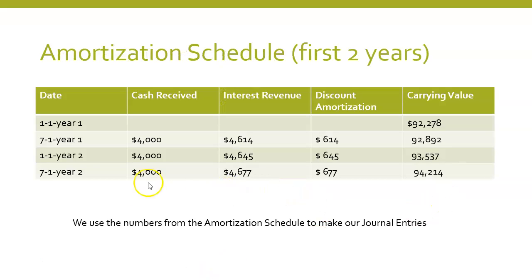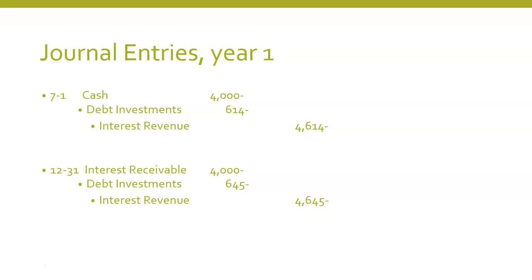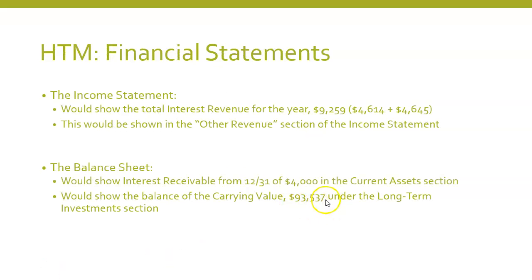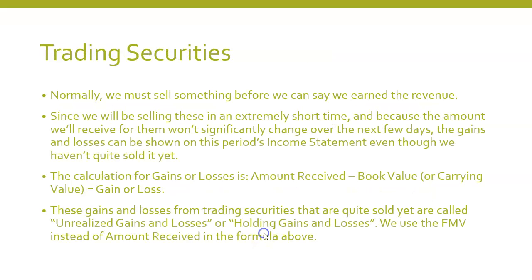Okay, so at the end of this period right here, where we had the 645 added to the 92,892, we got this 93,537. That is the carrying value for December 31st of year one. $93,537. Okay.